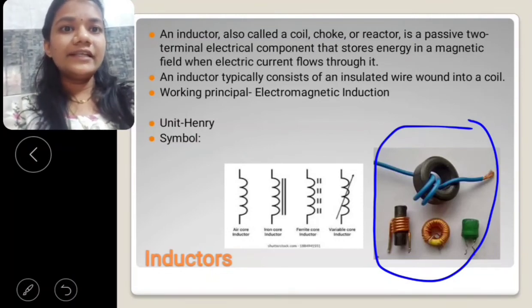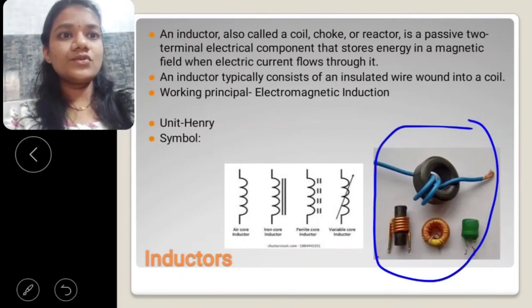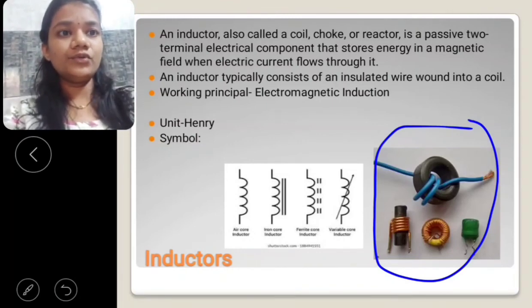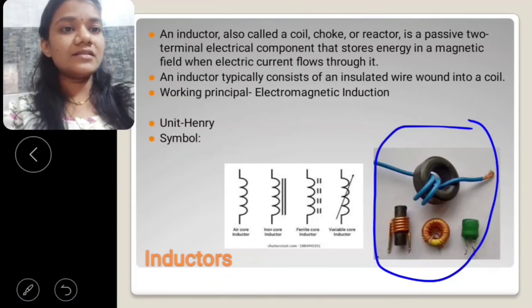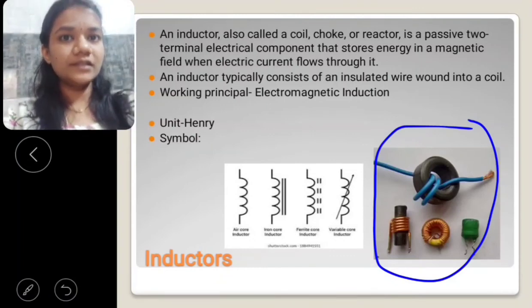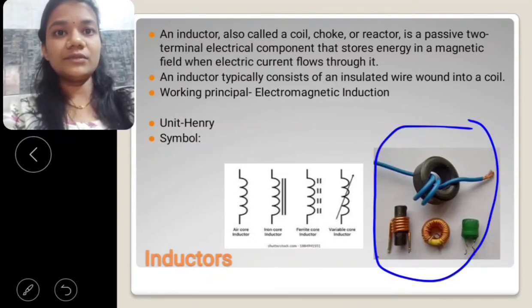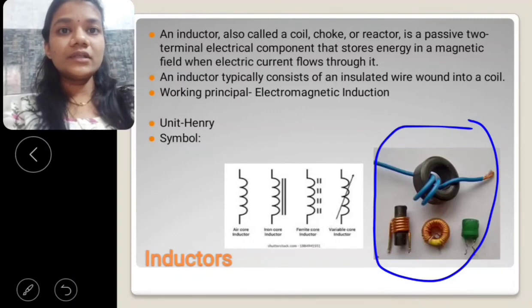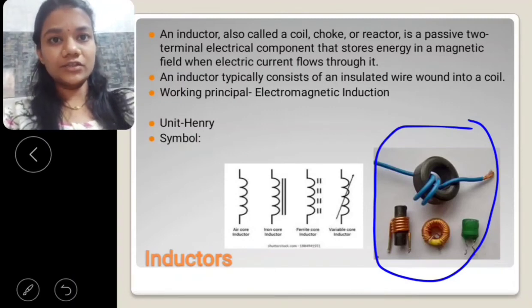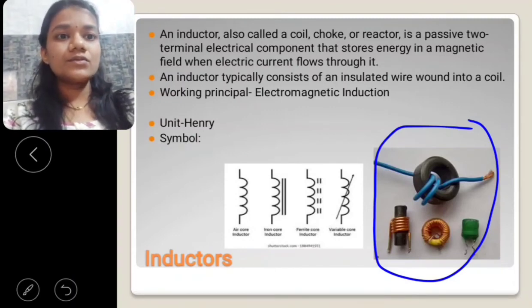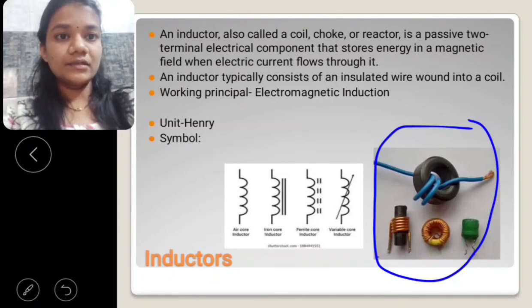An inductor typically consists of an insulated wire wound into a coil. As shown here, the coil is wound, and we can say that the wire is wound. So it is nothing but your inductor. The inductor works on the electromagnetic induction principle. Okay, this is the symbol of inductance.